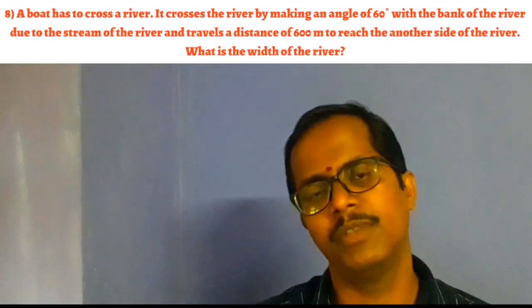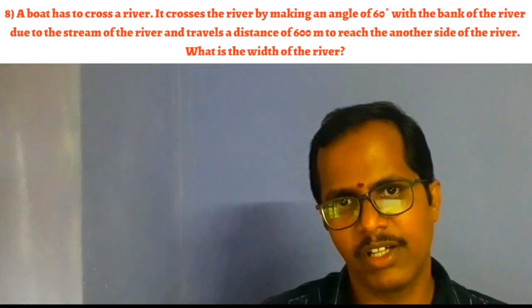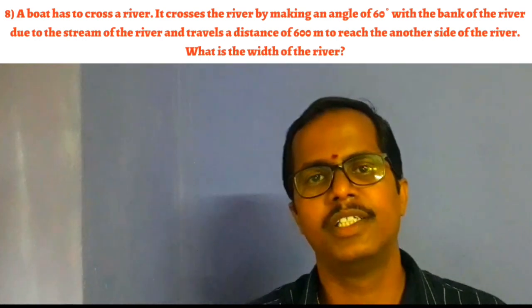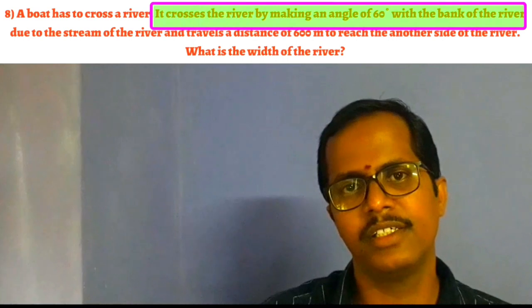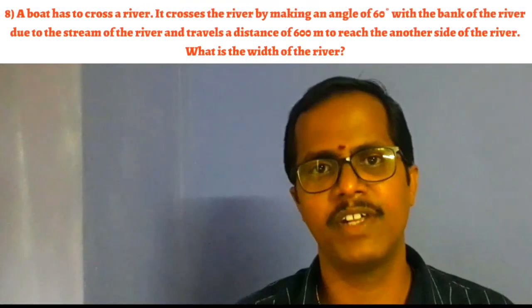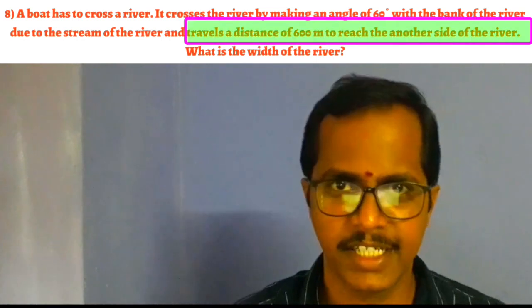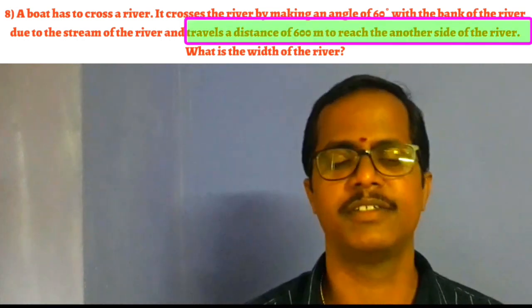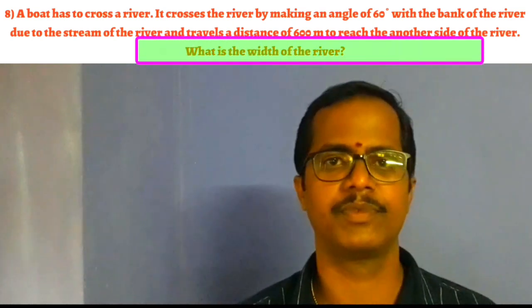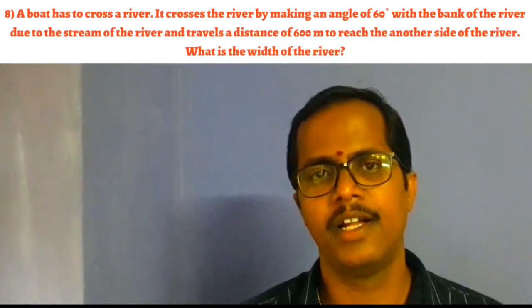Here in this problem, if you observe, a boat is crossing a river, and due to the stream, the boat is making a 60 degrees angle with the bank of the river, and it is also given that it has travelled 600 meters to reach the other bank. Now we need to find the width of the river. So let us first visualize this problem.